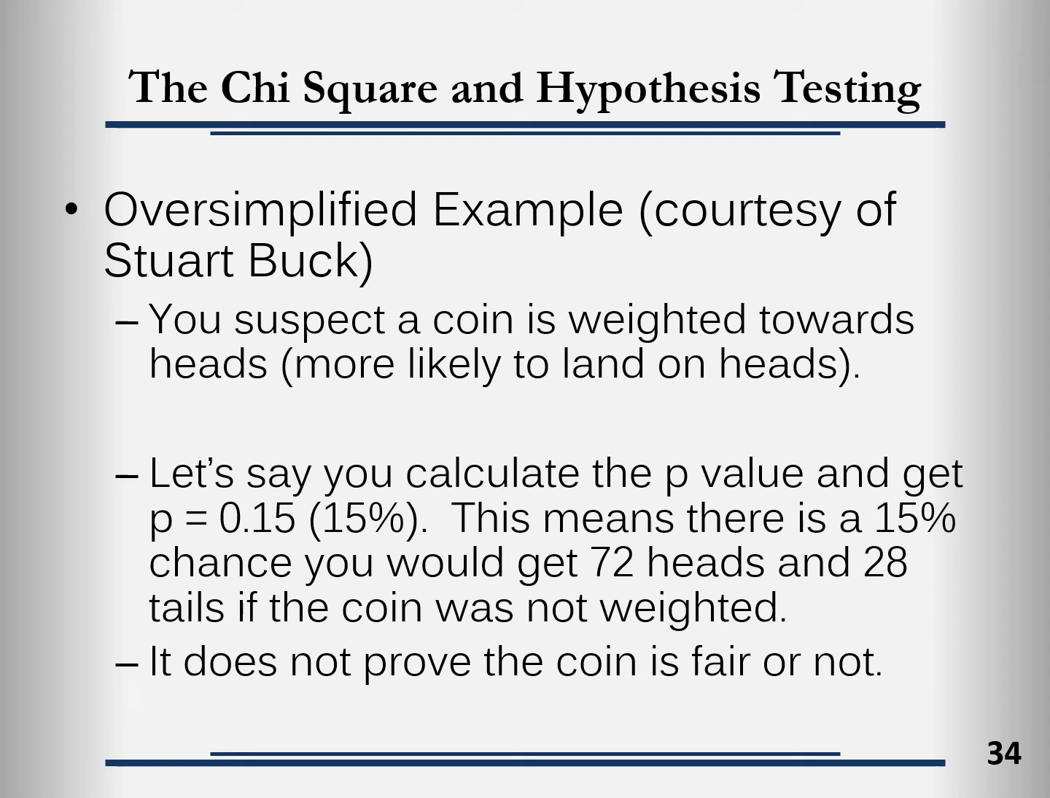So what that means is 85% of the time when the coin is fair, you will not observe a difference this extreme. But 15% of the time, you will observe a difference this extreme. Now note, this does not prove that the coin is fair or not fair. It gives you a probability to gauge how likely it is that the coin is fair or not fair.